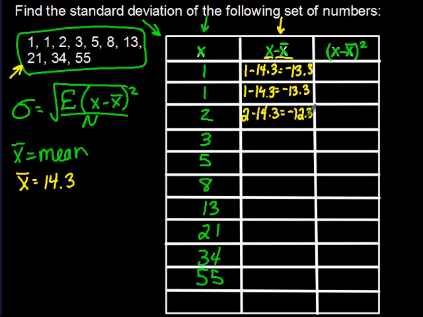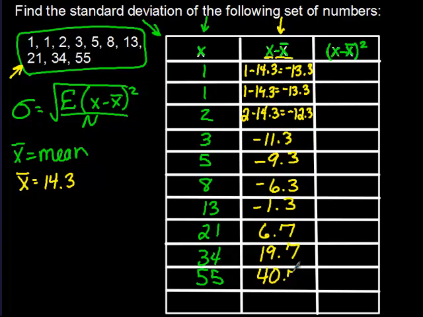And we do the same thing for the entire column. To save us some time today, I'll fill the rest in for you. 3 minus 14.3 is negative 11.3. Then we have negative 9.3, negative 6.3, negative 1.3. Then we go to 6.7, 19.7, and 40.7. Okay.